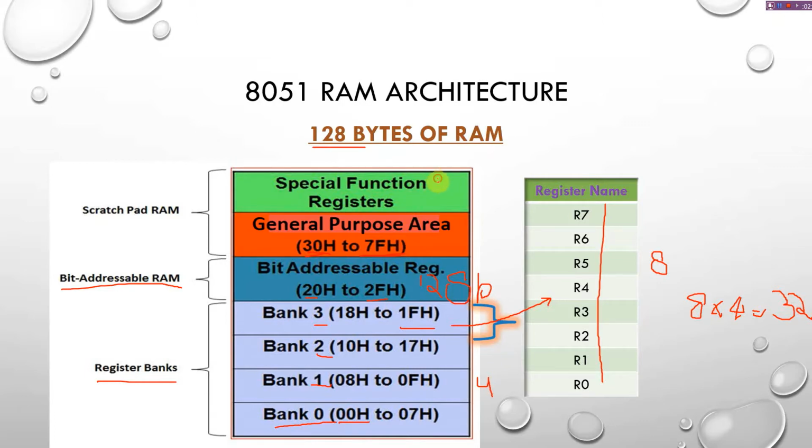Thereafter the last section is special function register, which is allocated to the registers which come with a specific function in the 8051. For example, serial communication, timer, interrupt, etc.